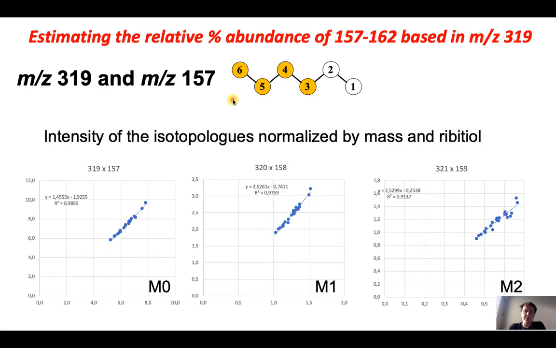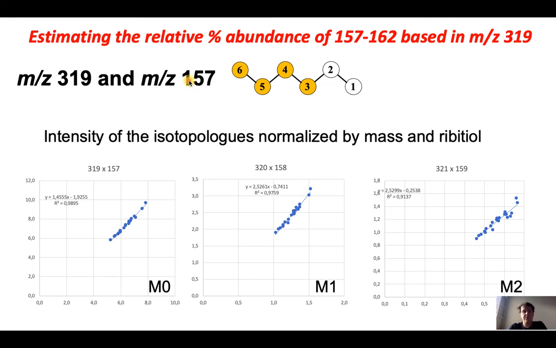So what we did was to correlate the intensity of the isotopologues. In this case, we took the raw data normalized by mass and Ribitol and correlated the M0, the M1, and the M2 between these two fragments, and you can see a very nice correlation. So they are positively and significantly correlated. So, taking into account this nice correlation, we assume that the M3 and the M4 also have a positive correlation between both 319 and 157.